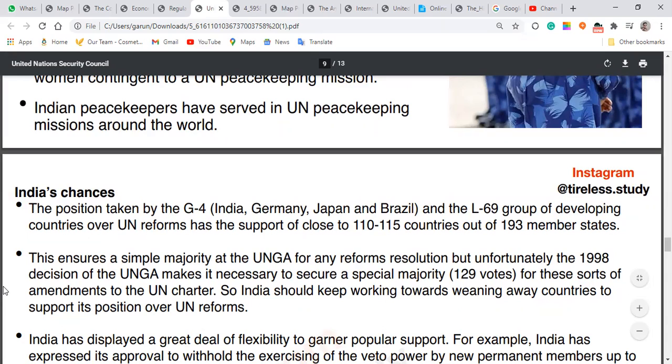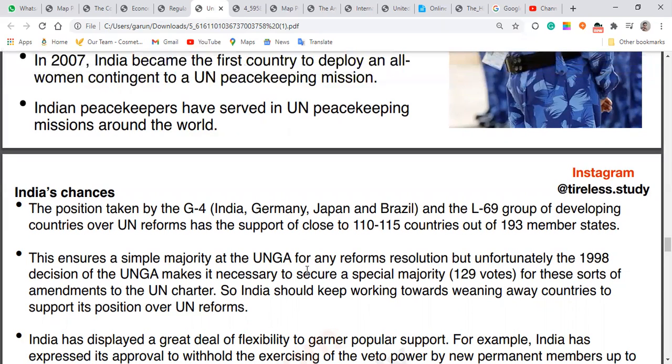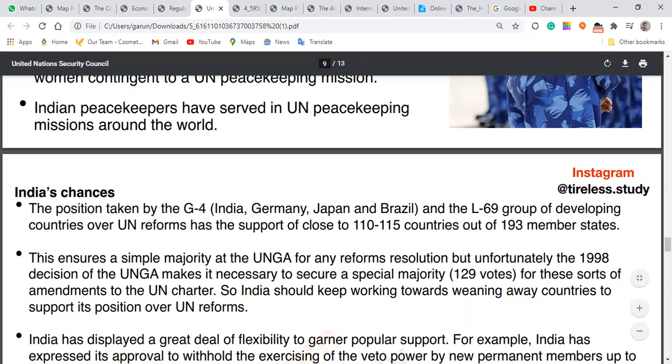Okay, so this ensures a simple majority in the UNGA, United Nations General Assembly, for any reform resolutions. But unfortunately, the 1998 decision of the UNGA makes it necessary to secure a special majority of 129 votes for those sorts of amendments to the United Nations Charter. So India should keep working towards weaning away countries to support its position over United Nations reforms.